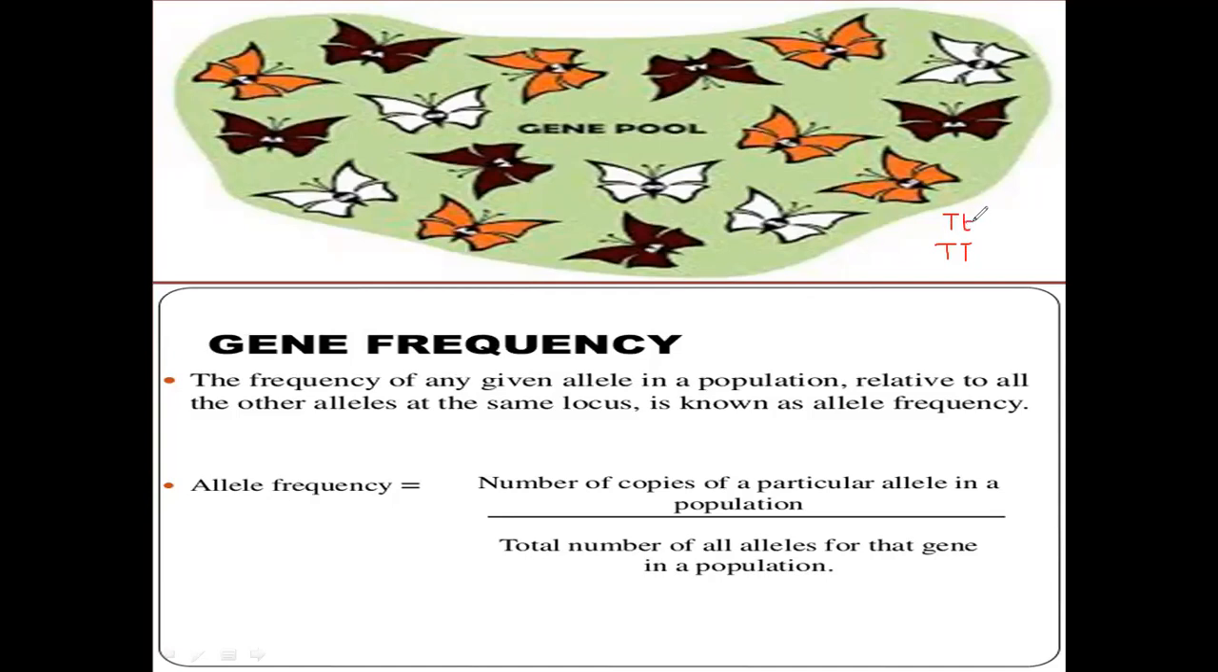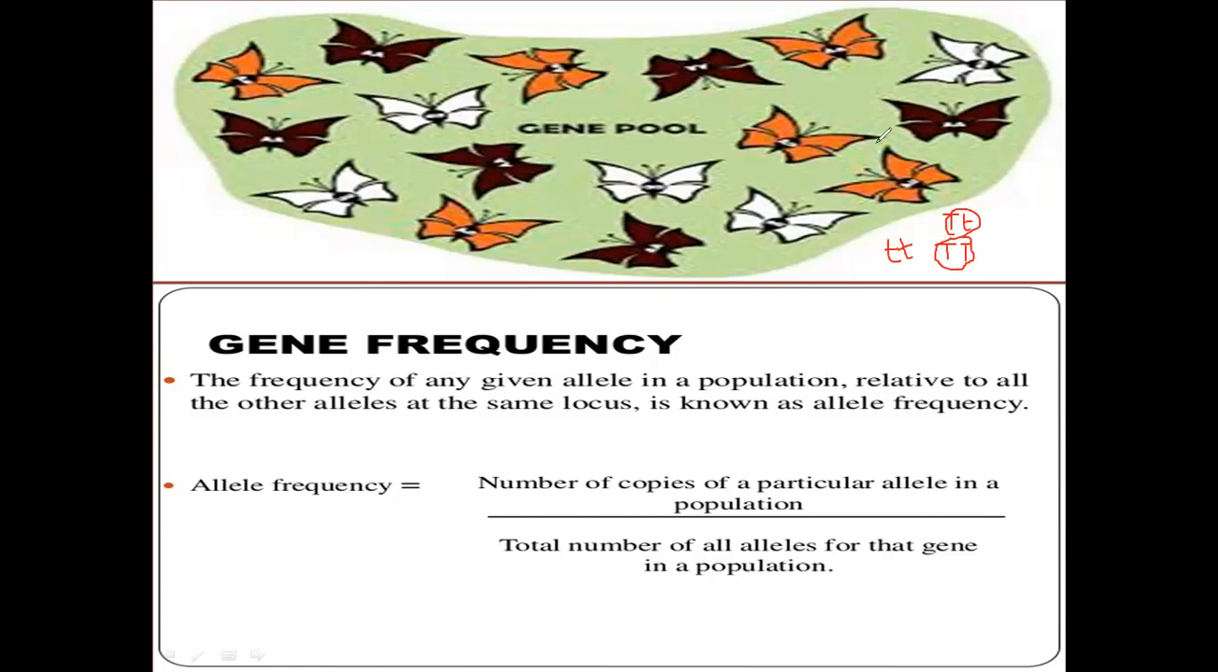But this allele combination shows a hybrid tall plant. Then capital T, capital T shows a homozygous or pure tall plant. And small t, small t are also alleles of each other, and it is for the dwarf plant. So we had already studied about alleles.